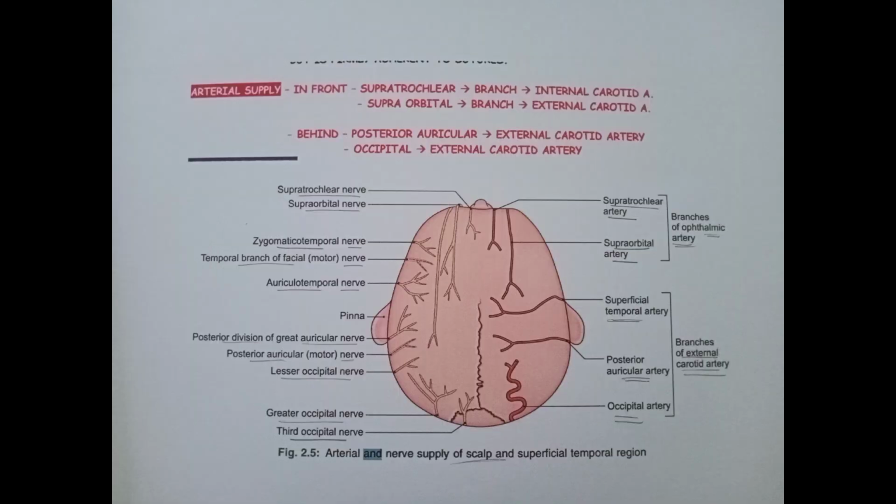Then the next important topic is arterial and nerve supply. So arteries: in front of the ear there are 3 and behind the ear there are 2. So in front of the ear are supratrochlear artery, supraorbital artery and superficial temporal artery, and behind the ear are posterior auricular artery and occipital artery.